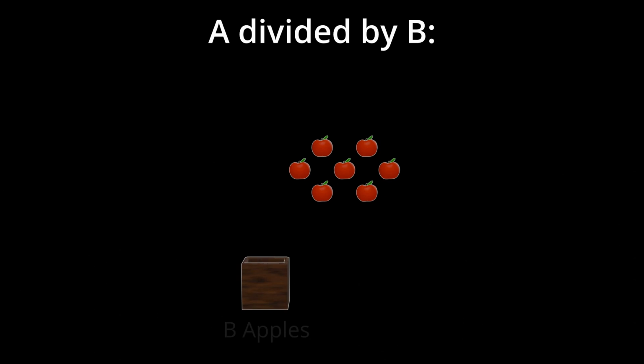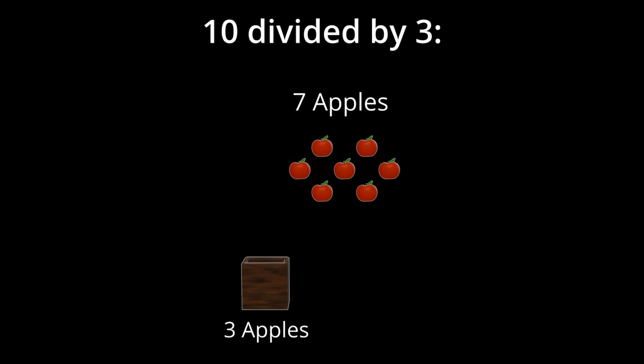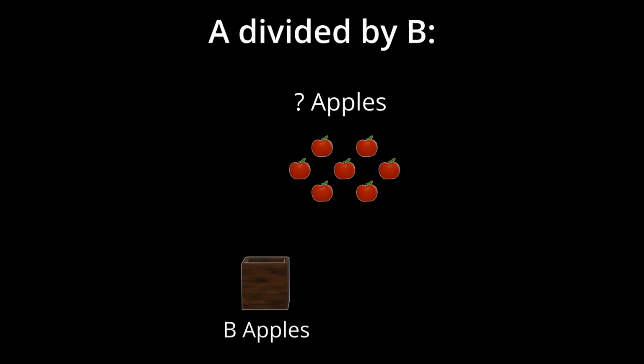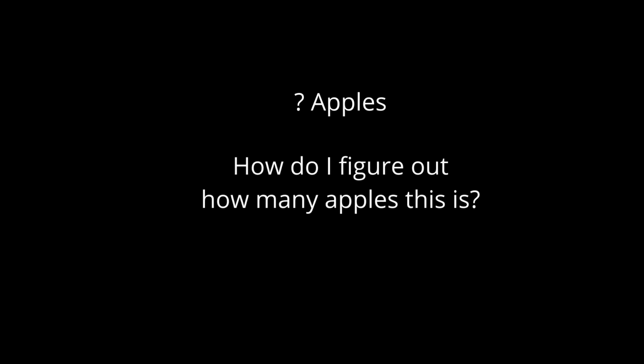Now I have B apples in the box, but how many apples do I have in the pile? If I had a specific number of apples in the pile, I could just count how many apples I had. But now that I'm working without specific numbers, it's occurring to me that I don't actually know. Maybe part of the reason division is so complicated is that I missed a step somewhere, and there's some other tool I could be using that would make it simpler.